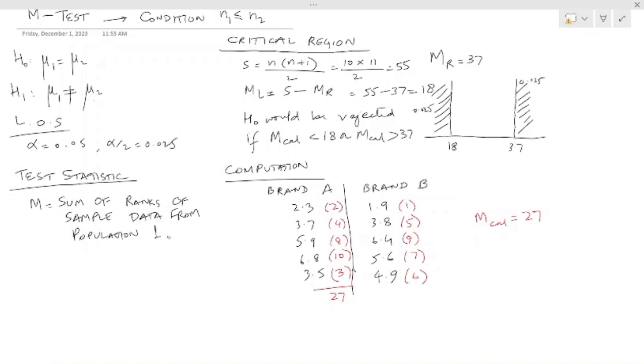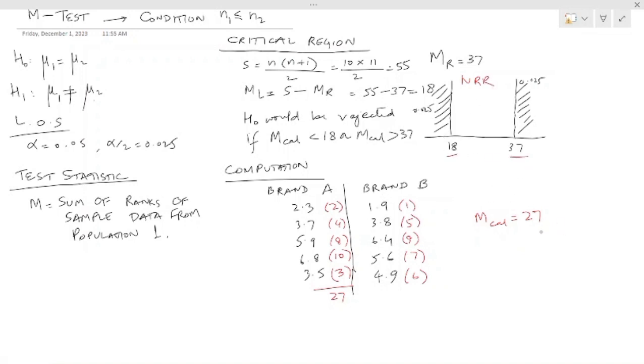And then according to the formula that requires us to go for the sum of ranks of sample data from population 1, we are going to take the sum of the ranks that we have assigned in the first column, and the sum is 27. If we consider this 27 as the M calculated value and try to locate it in the critical region, it is falling in the non-rejection region, because it is located between 18 and 37.